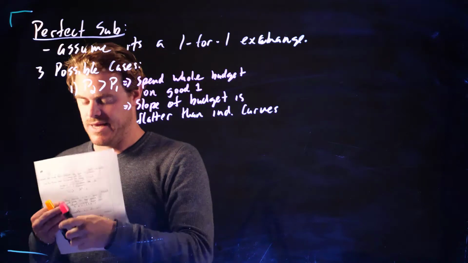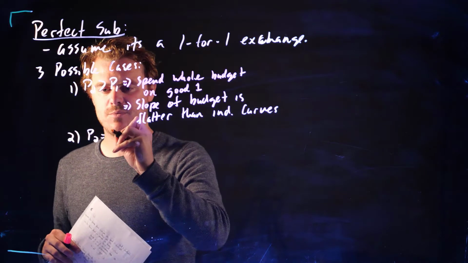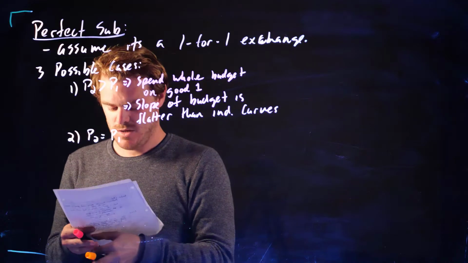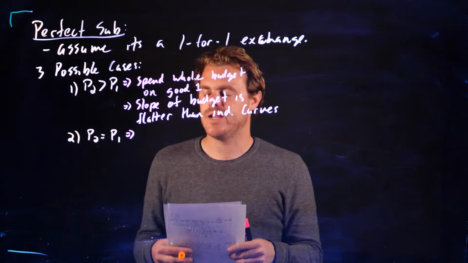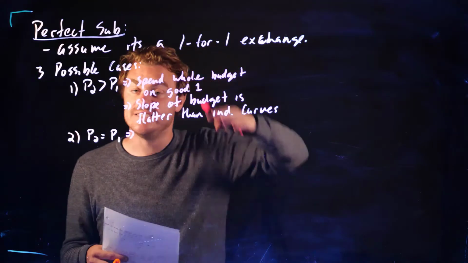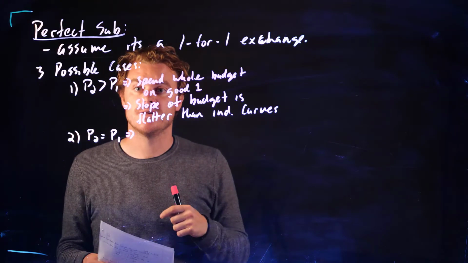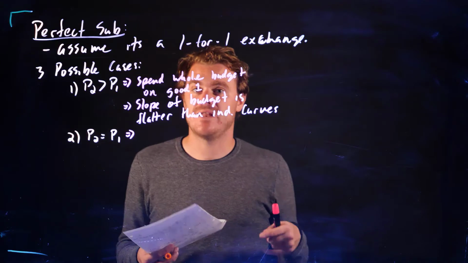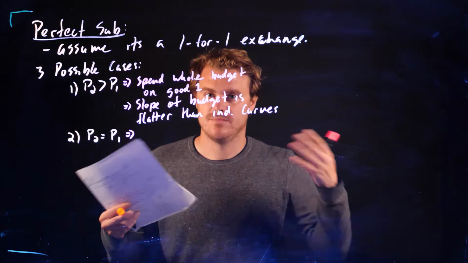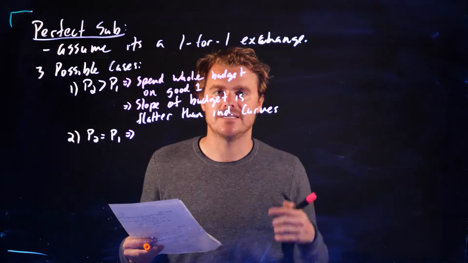The second case would be if the prices were equal. Well, this is a bit more complicated, because we could have a continuum of different optimal bundles for this consumer, because if the prices are the same and the value the same, then as long as they're spending their whole budget, that's good enough. They're going to be maximizing their utility and they're on the highest indifference curve possible.